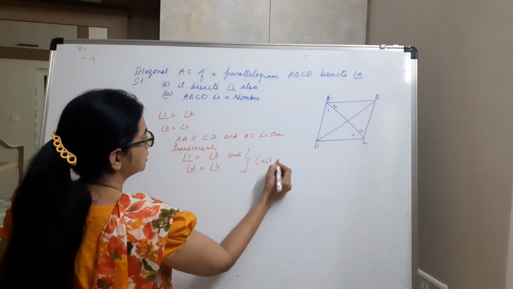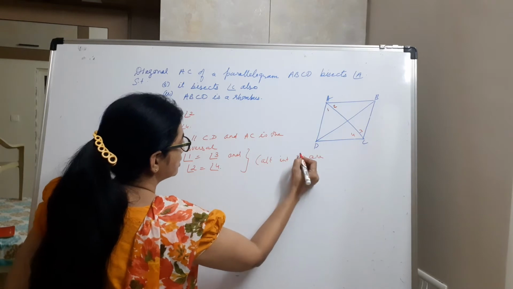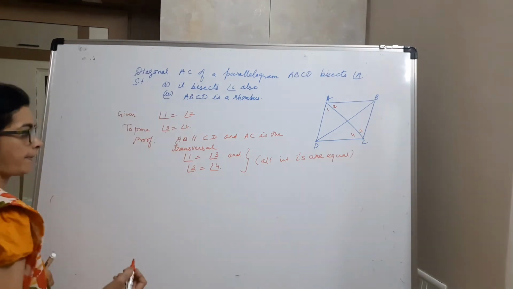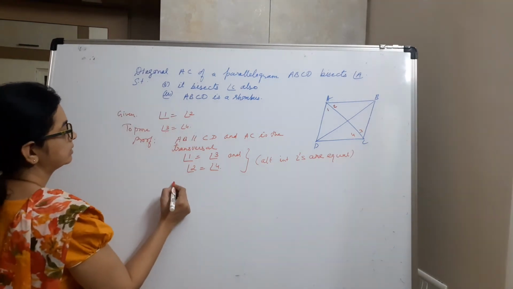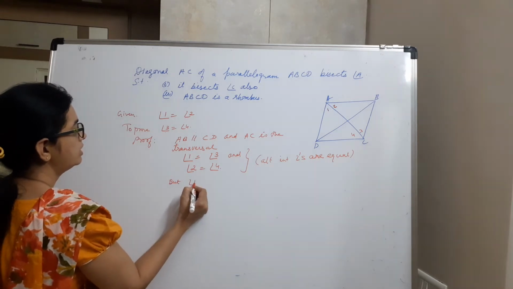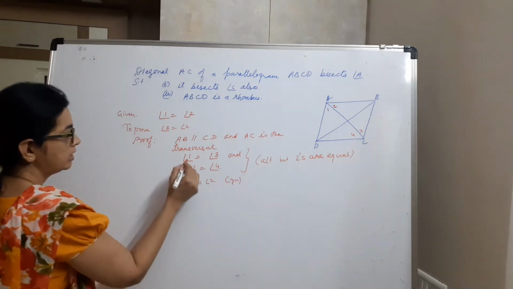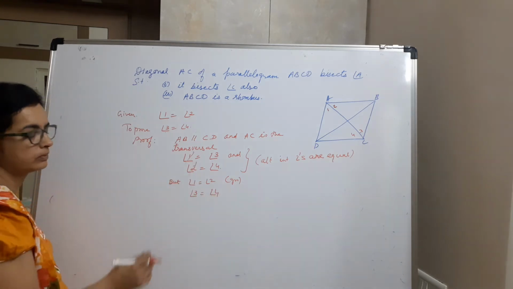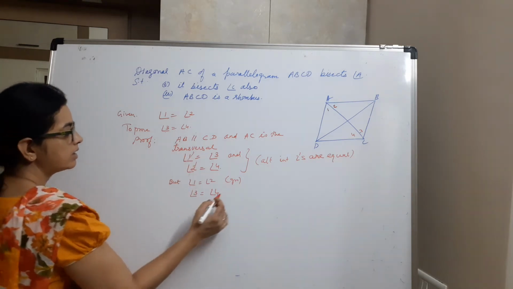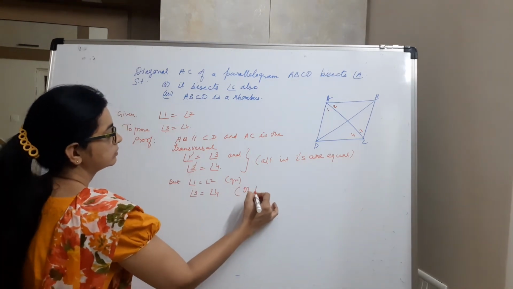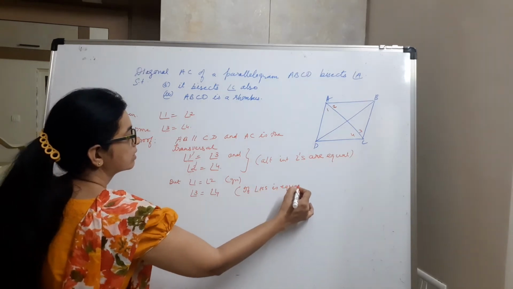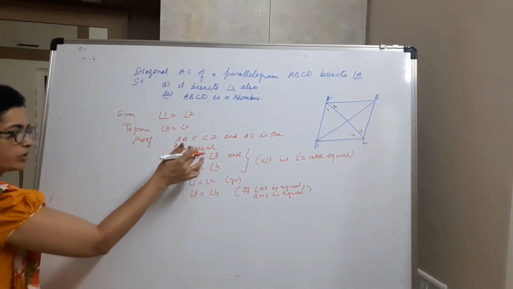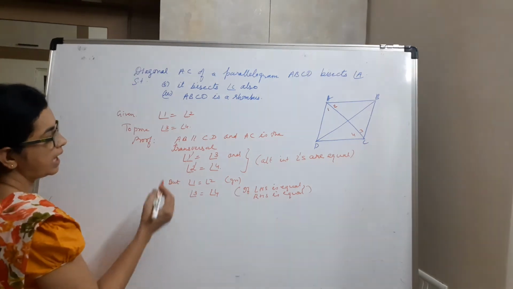Alternate interior angles are equal. But angle 1 is equal to angle 2, given. If these two are equal, then angle 3 is equal to angle 4. I cut it out, both are equal. If LHS is equal, RHS will also be equal. So I cut out the LHS. What is remaining? Angle 3 is equal to angle 4, and hence proved.